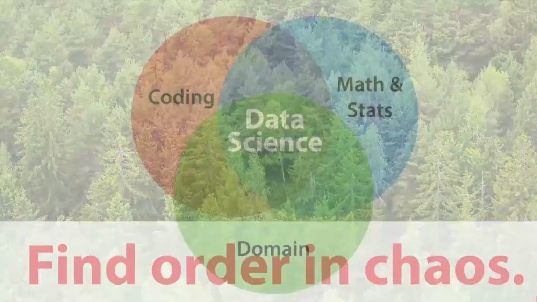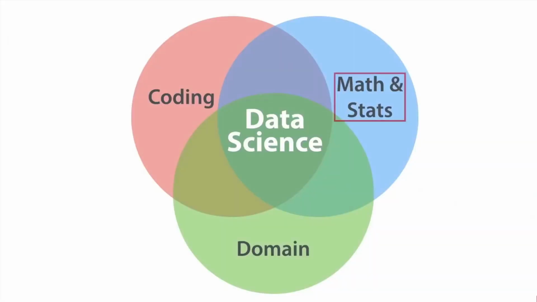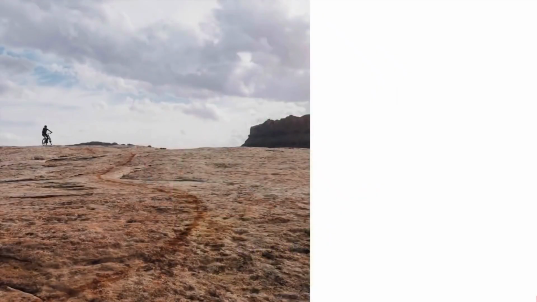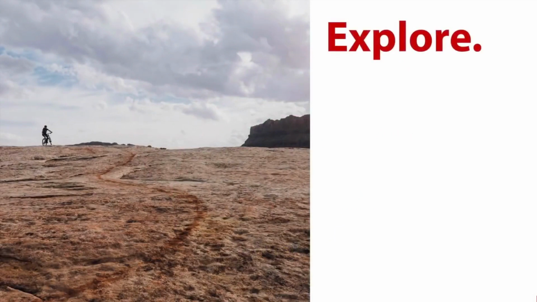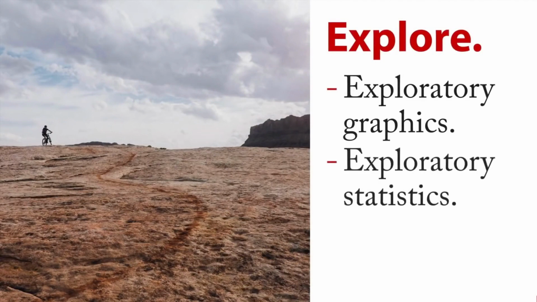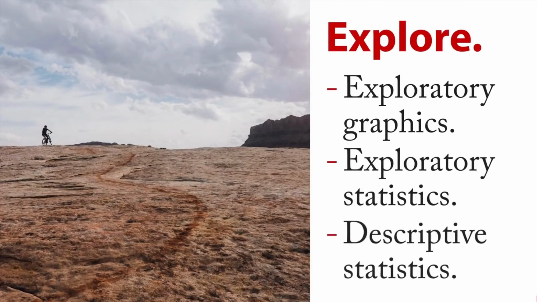Now, let's go back to our little Venn diagram here. We recently had math and stats here in the top corner, and we're going to go back to talking about stats in particular. What you're trying to do here, one thing is to explore your data. You can have exploratory graphics, because we're visual people and it's usually easiest to see things. You can have exploratory statistics, a numerical exploration of the data, and you can have descriptive statistics, which are the things that most people would have talked about when they took a statistics class in college, if they did that.